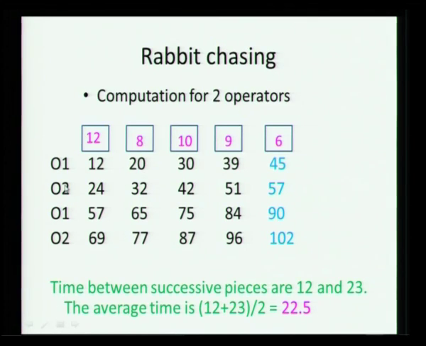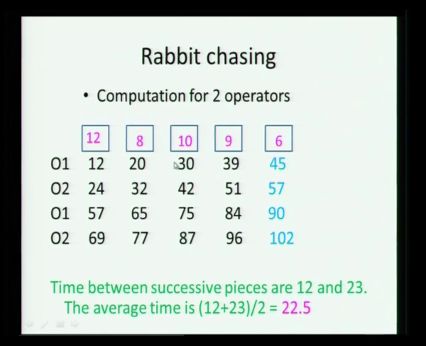Meanwhile, the second operator would start the work. So, at time equal to 12, the first machine is free, the second operator is also free. So, the second operator starts work at time equal to 12, finishes at 24. But by 20, the second machine is free because the first operator has already moved. So, second operator starts at 24 and finishes at 32.